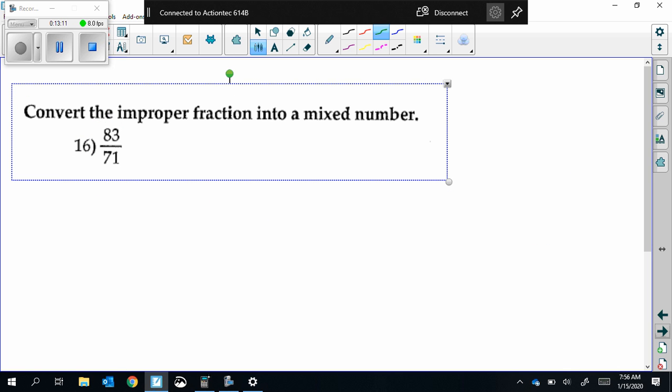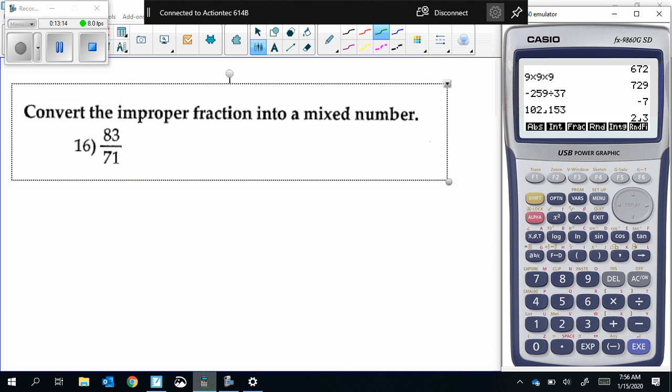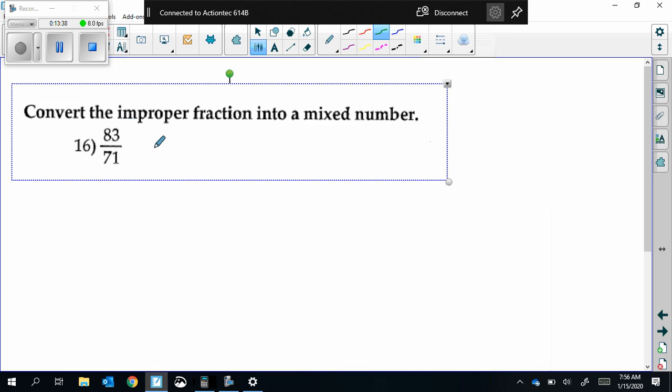Converting an improper fraction to a mixed number. If we type it into the calculator, I think this leaves it alone, so that doesn't help us out. So what we can actually do is, when you reduce this, you take the denominator away from the numerator. You subtract it over and over and over again. We can only subtract 71 from 83 one time. And if you subtract it away, 83 minus 71 is 12. So that's 1 and 12 71sts.